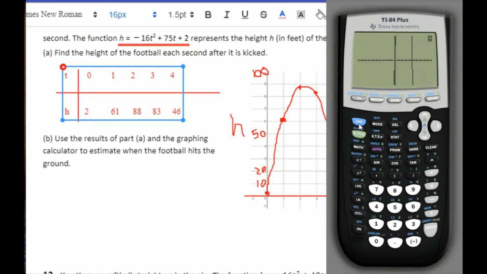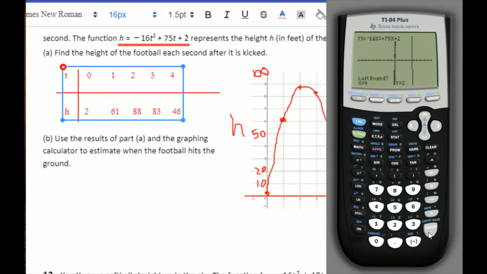I'm going to hit second. I'm going to hit the trace button to access the calc menu because I hit second. So second calc. And I want to find the 0. Remember that these solutions can be called roots or zeros. So a 0 means the same thing. So I want to find the 0.